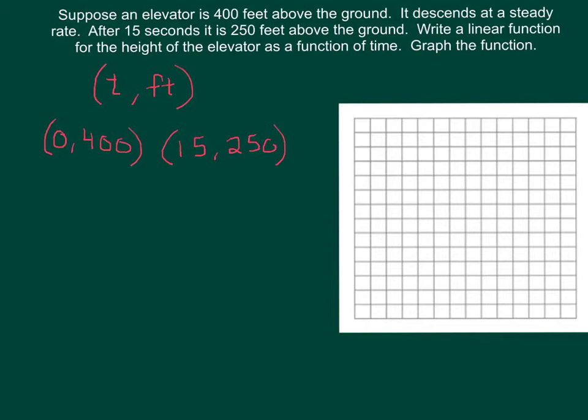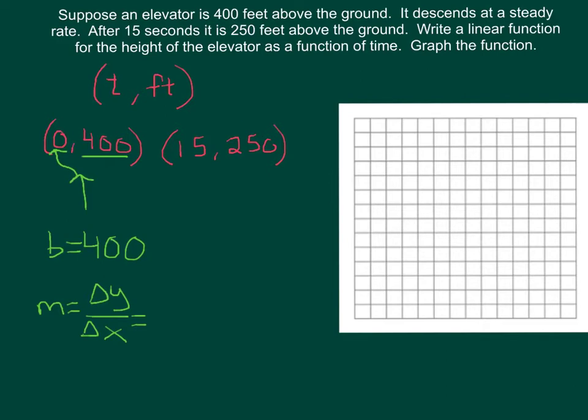Well, this point, (0, 400), is basically the y-intercept, because the y-intercept is always the y value when x is 0. So we know right away that our y-intercept is 400. And now we just have to find the slope between 2 points. And remember, that's the change in our y values divided by the change in our x values.